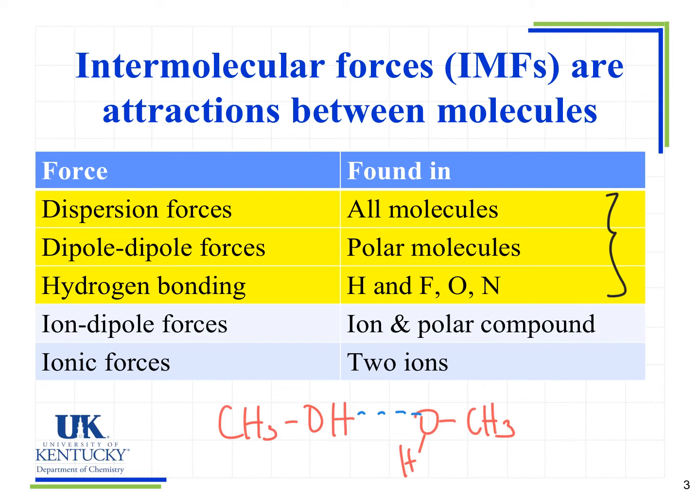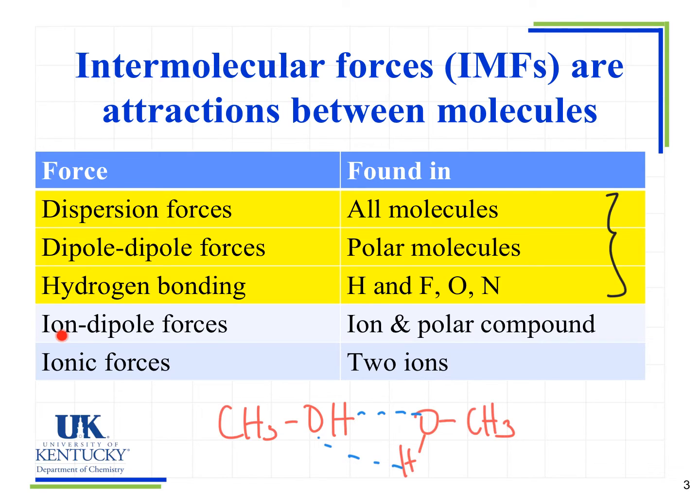We can also see hydrogen bonding occurring between this hydrogen and the oxygen, depending on how the atoms or molecules are oriented with respect to one another. So those are the three we see most commonly in our biological molecules. The last two, I think, are a little bit easier to understand.